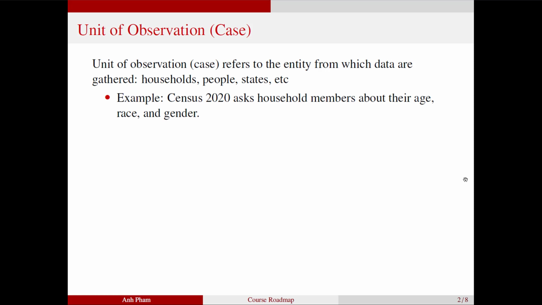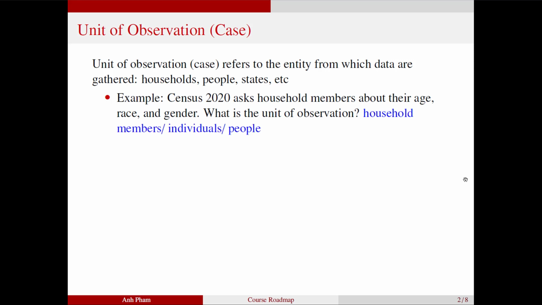An example is that Census 2020 asks household members about their age, race, and gender. So in this case, what is our unit of observation? Please pause the video if you need to think about the question and the answer to the question. So in this case, the unit of observations is household members, individuals, or people, because we see that Census 2020 asked who as household members.